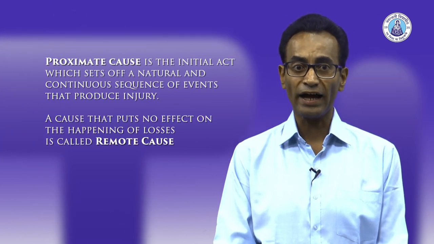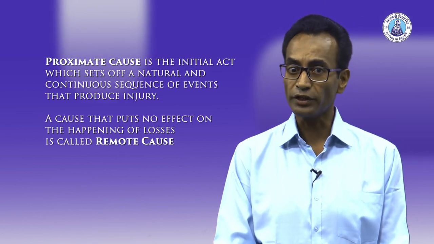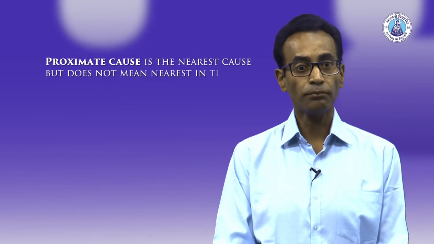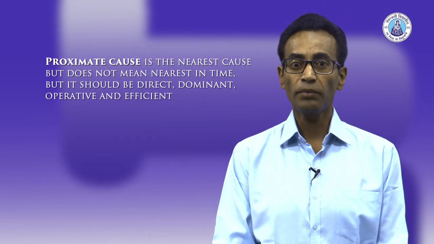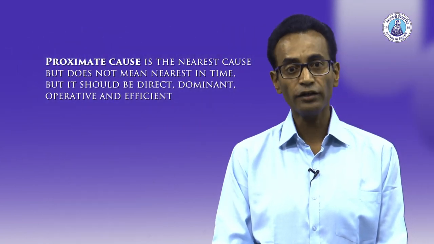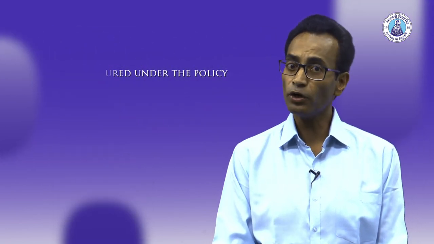Having understood the three types of perils, let us now look at the principle of proximate cause. According to this principle, proximate cause is the initial act which sets off a natural and continuous sequence of events that produce injury. A cause that has no effect on the happening of loss is called a remote cause. This means that the proximate cause is the nearest cause, but does not mean nearest in time, but it should be direct, dominant, operative, and efficient. Above all, the most important point is proximate cause must be insured under the policy.